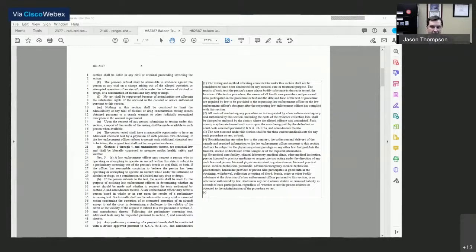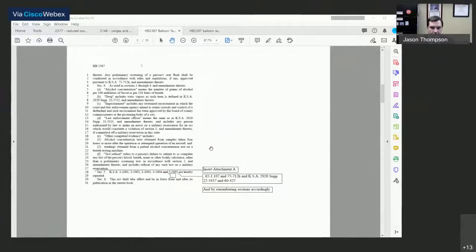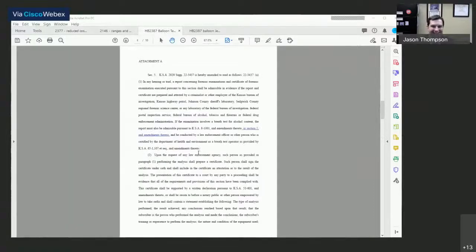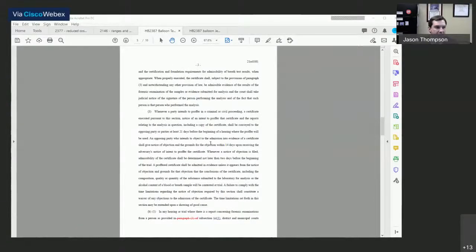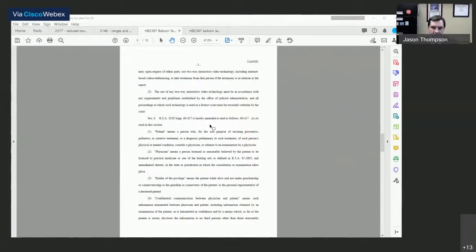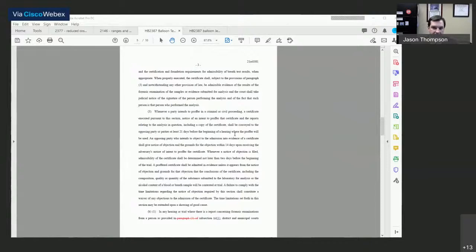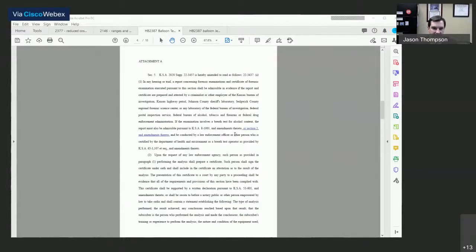So Natalie could scroll down a couple pages. Perfect. The next one. So here on KSA 22-3437, it'll be section 5. You'll see it right there in the first paragraph, subsection A1. There's a reference to KSA 8-1001. We add a reference to section 2. So the testing and examination under 8-1001 and under section 2 are comparable and would be treated the same for breath test operators. That's what this one does.